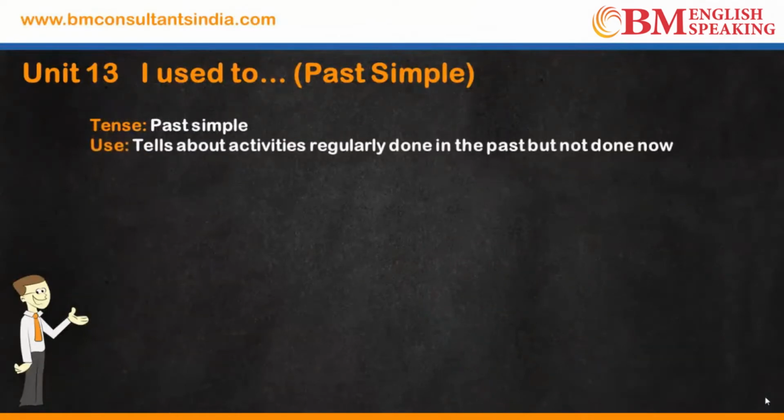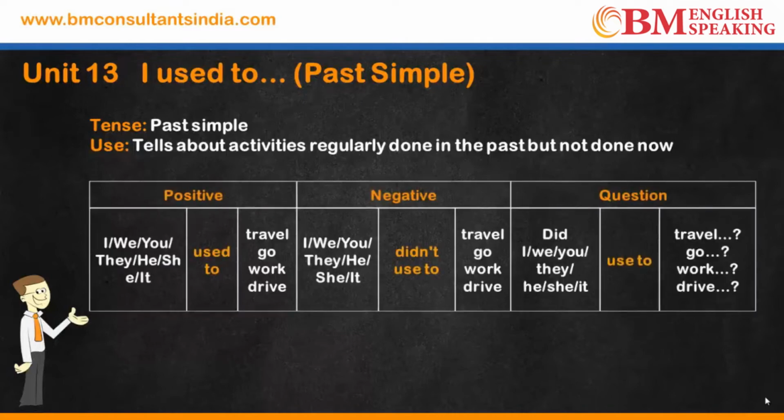चलिए समझते हैं I used to का उपयोग कहां होता है. I used to talks about some activities that were regularly done in the past but they are not done now. पहले भूतकाल में हम कोई चीज, कोई क्रिया पहले बहुत समय तक किया करते थे पर अब उसे बिल्कुल नहीं करते हैं. चलिए एग्जाम्पल्स देखते हैं. Let's look at some examples in positive, negative and question form for used to.